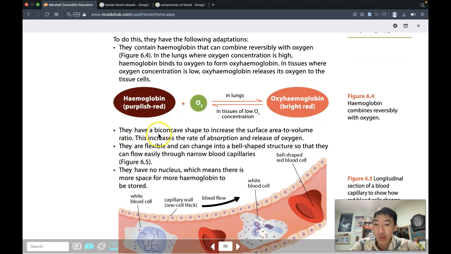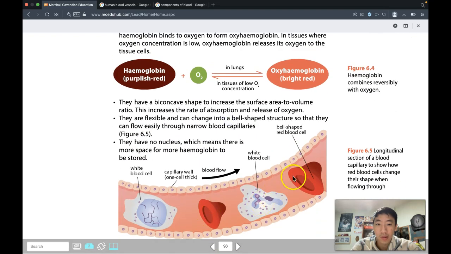They have a biconcave shape to increase surface area to volume ratio. This increases the rate of absorption and release of oxygen. They are flexible and can change into bell-shaped structures so that they can flow easily through the narrow blood capillaries, like this. I actually didn't know that red blood cells can look bell-shaped, but sure. And lastly, they have no nucleus, which means there is more space for hemoglobin to be stored, where it can bind to even more oxygen molecules.